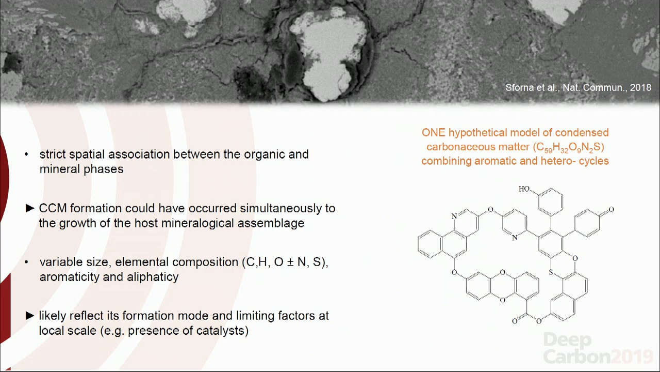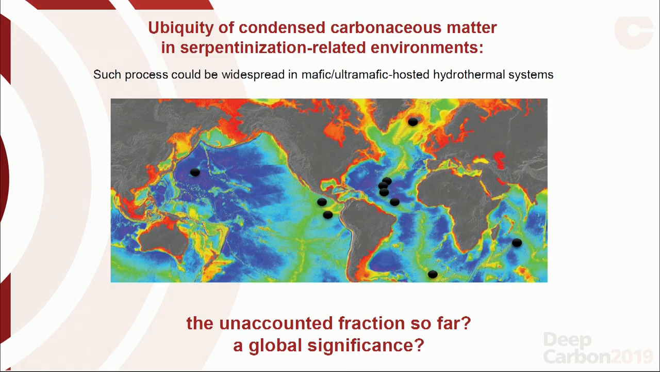So this elemental composition, but also the aromaticity, the presence of aromatic cycles, the aliphaticity, the change of aliphatic components, likely reflects the formation modes, the environmental conditions, but also some limiting factors at the local scale, such as the presence of catalysts. So I show you one example, but here are all the rocks we looked at during the project, and it really suggests that this condensed carbonaceous matter is ubiquitous in such environments, and this could be a widespread process associated with hydrothermal systems.